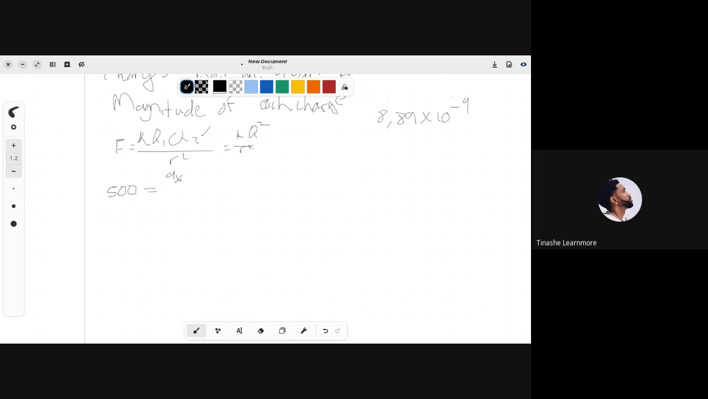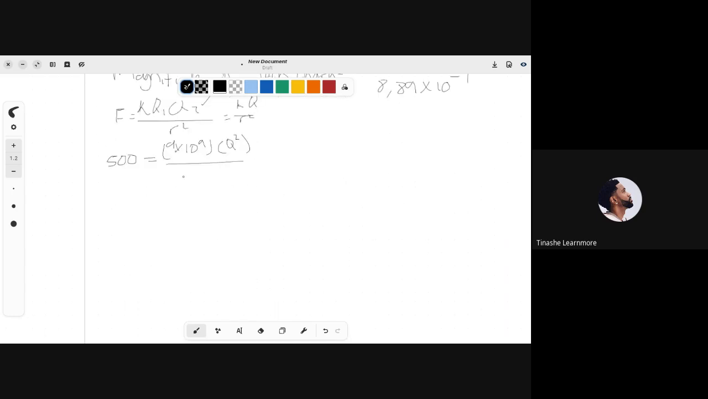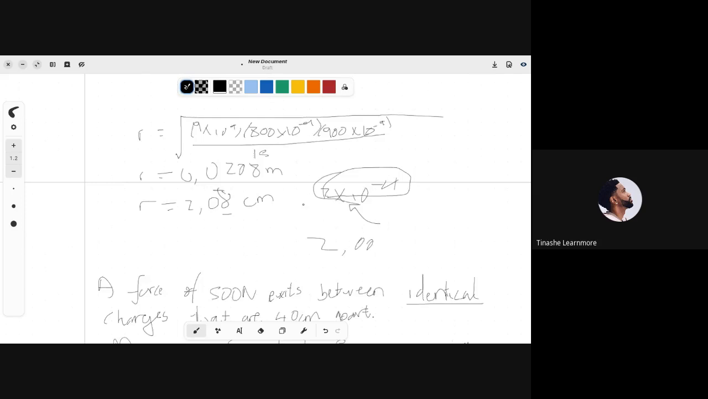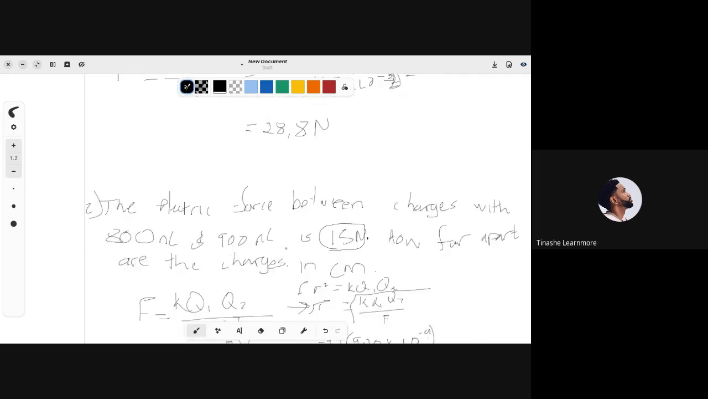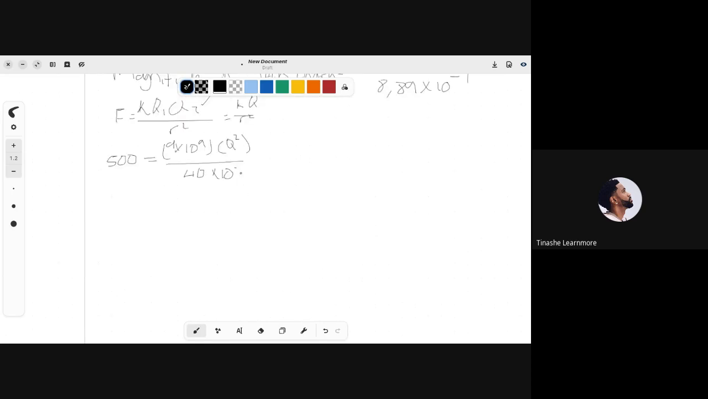Coulomb's constant being 9 times 10 to the ninth. And I still have a q squared. And then the distance is 40 centimeters, so I have 40 times 10 to the negative 2, if my maths is right. Then we solve for q.